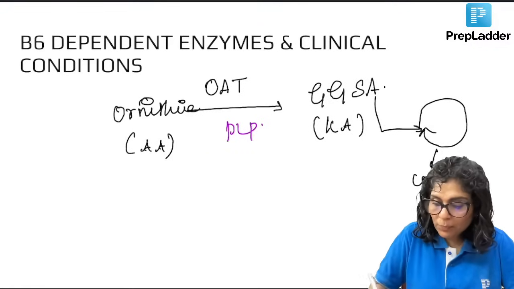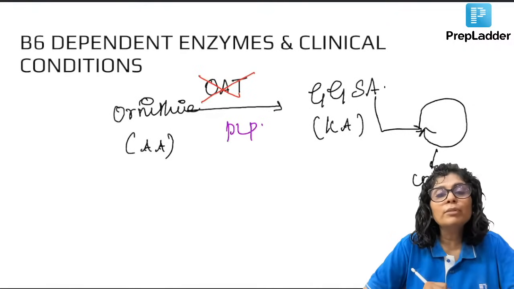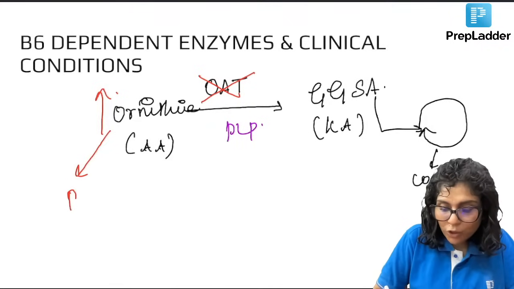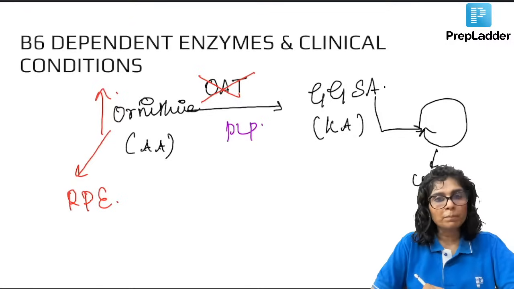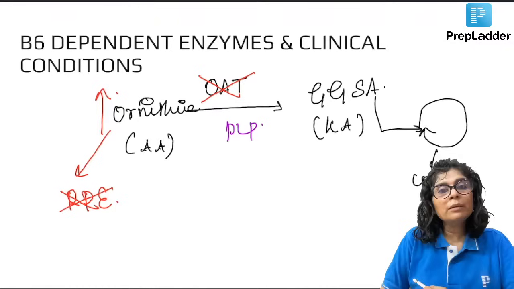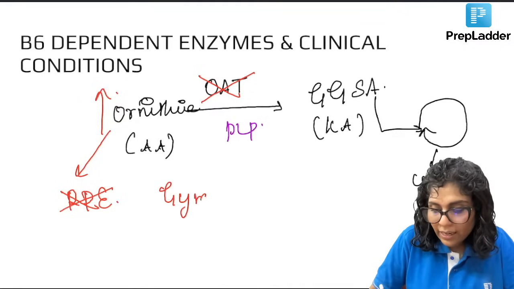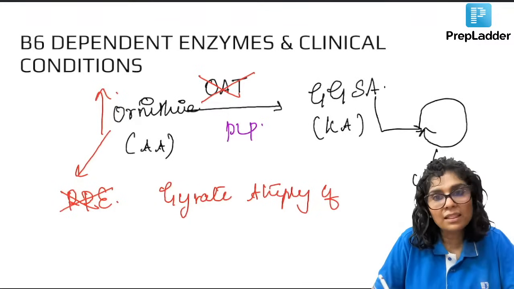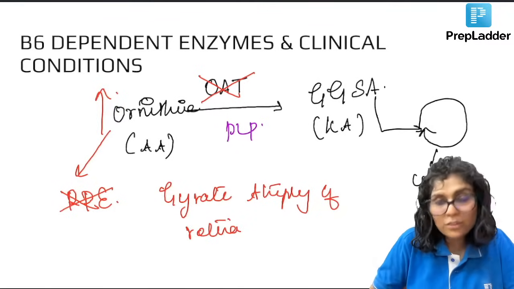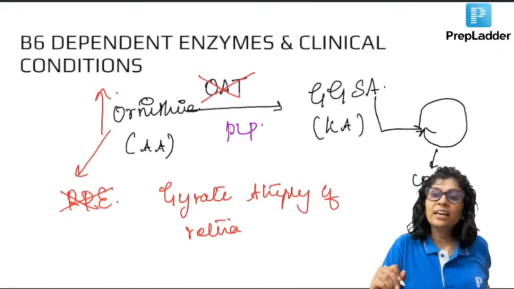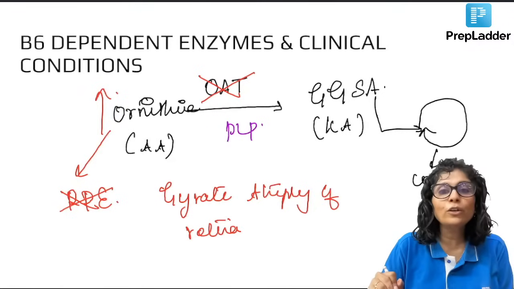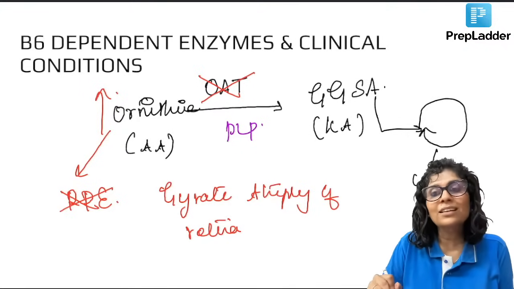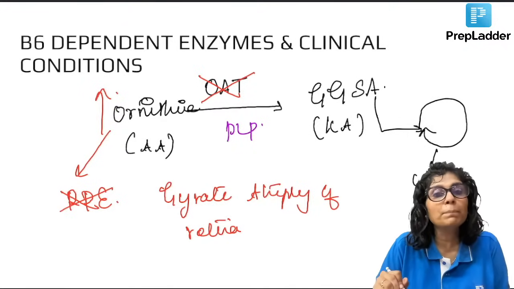Now, what happens when there is a genetic defect of ornithine aminotransferase? Ornithine accumulates. This ornithine is toxic to retinal pigment epithelium. When retinal pigment epithelium is damaged, it causes gyrate atrophy of retina. Do you all understand this? Does that ring a bell? Have you all learnt about gyrate atrophy of retina? So tell me, what is the cause of gyrate atrophy of retina? It is because of the defect of ornithine aminotransferase. When that enzyme is defective, ornithine accumulates. That ornithine is toxic to retinal pigment epithelium.